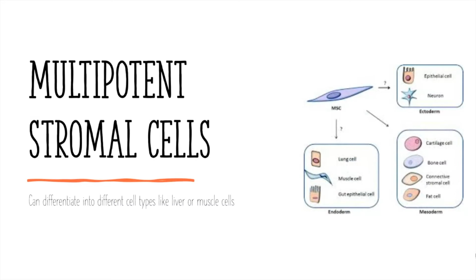These stem cells are multipotent stromal cells, which means that they can differentiate into a variety of cell types like liver cells or even muscle cells. This is important since it is necessary for most living organisms to develop.